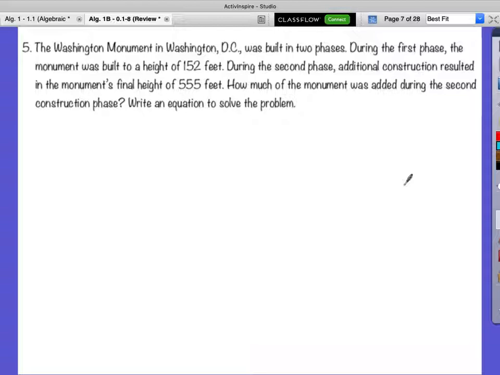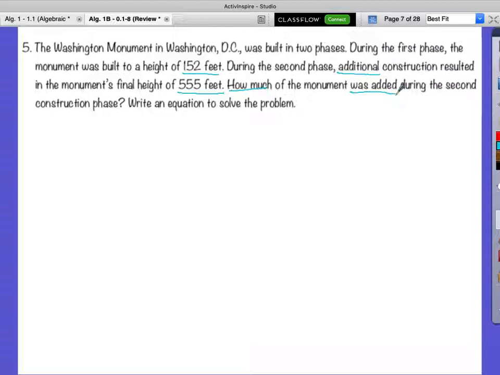Okay, during word problems, I think a good thing to do is to underline key information. What's a piece of information that might be key to us here? 152 feet, okay, that's probably something good to know. What's another key piece of information? 555 feet. Yes, Gracie. Additional, that's probably good to know. And then what are we trying to find? How much was added, okay? So that's key information.